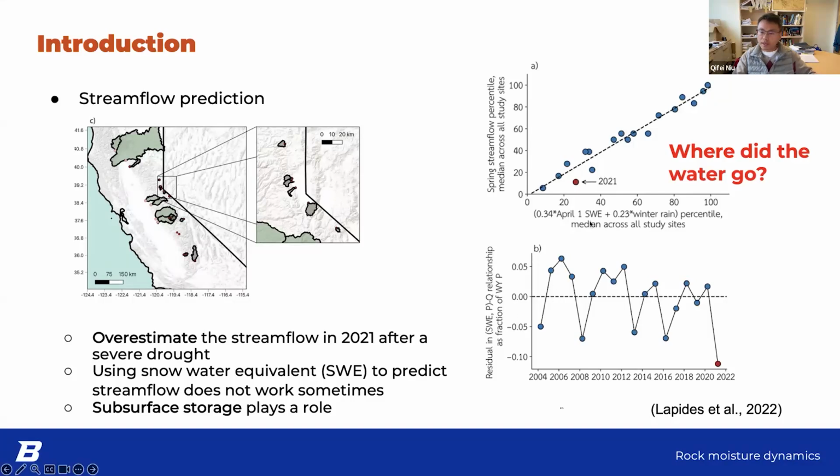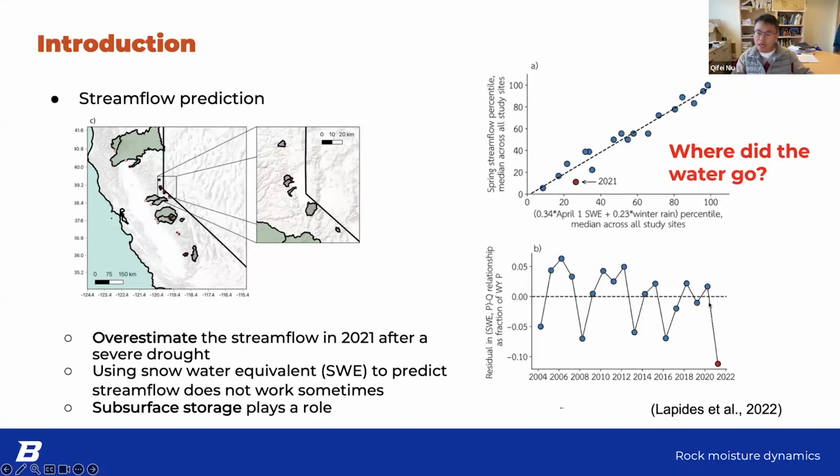Here's one example where they used that method to predict for the year 2021, because there was a severe drought. What they predicted is somewhere around this point, and what they measured is much lower than the prediction. If you look at the prediction in general, the trend is very good. The prediction and the observation agree very well, but there are some outliers, for example 2021, that's one case.